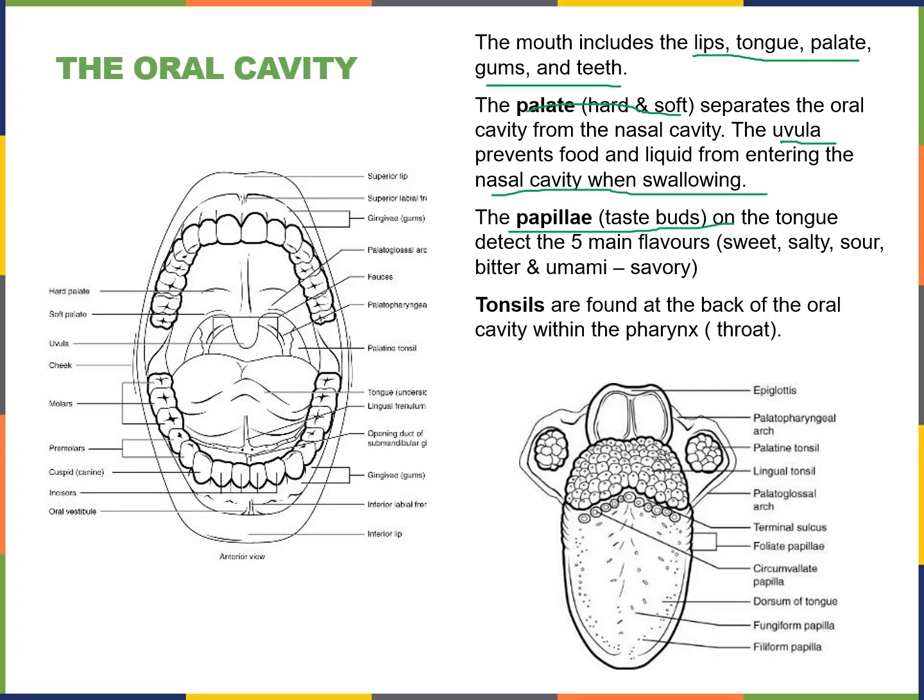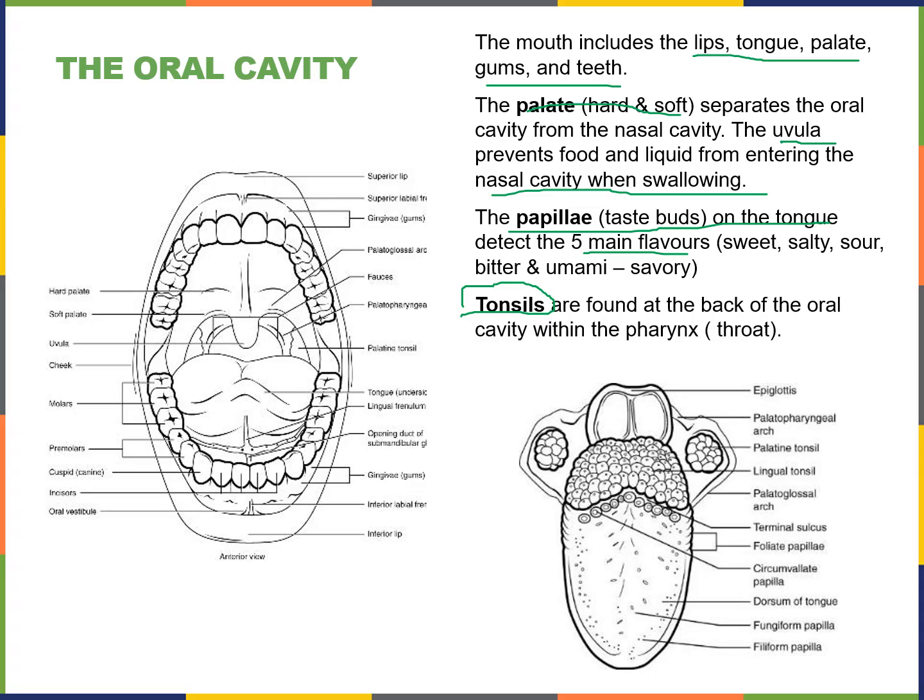We know that we have taste buds on the tongue to detect the 5 main flavors, and lymphatic tissue is strategically located, so we have tonsils. This is no surprise. This was mentioned in the lymphatic and immune system. And so again, we know that bacteria, microorganisms, infectious agents can only get into the body if they can get in through openings. Well, unfortunately, the mouth represents a very big opening through which bacteria can get into the body.